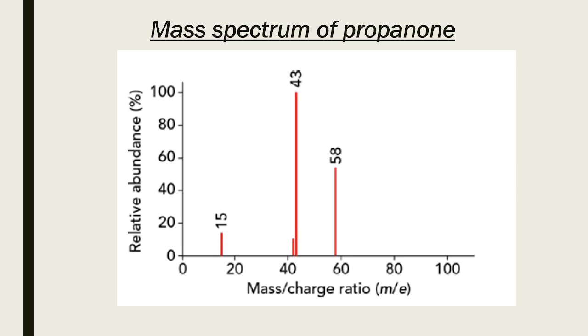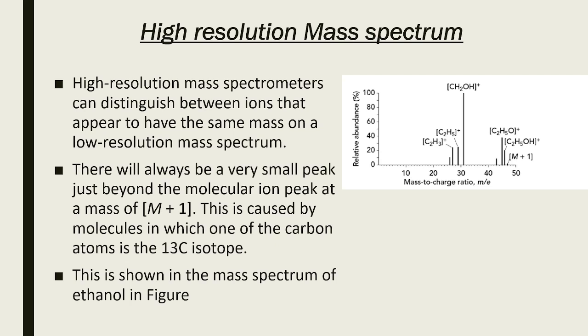Here is a mass spectrum of propanone. Basically, the propanone is converted into three major fragments, one with 15, one with 43, and the next one with 58. So that's why the different peaks are formed. Basically, the peaks are formed on the basis of the number of fragments.